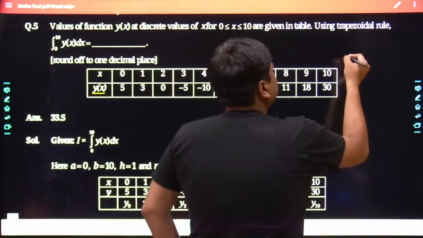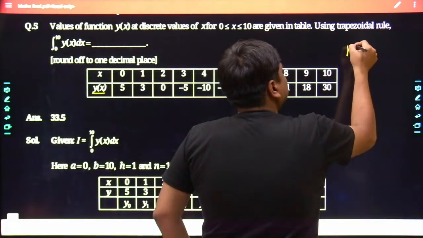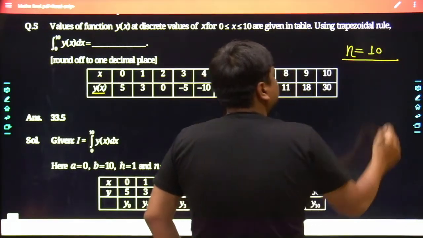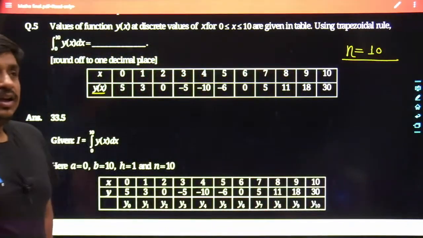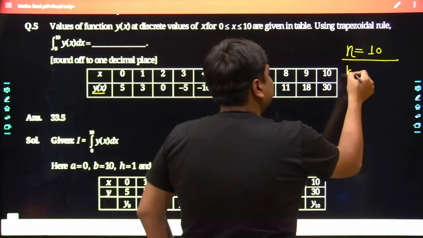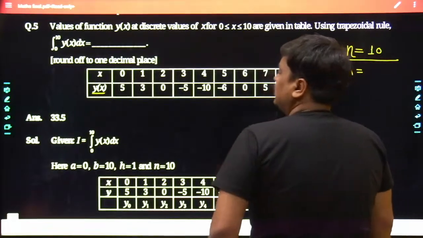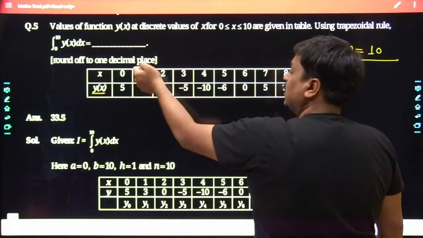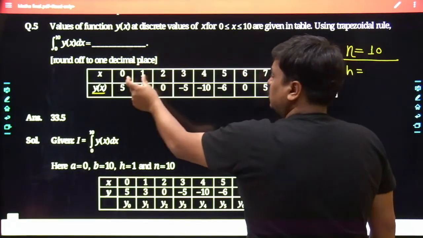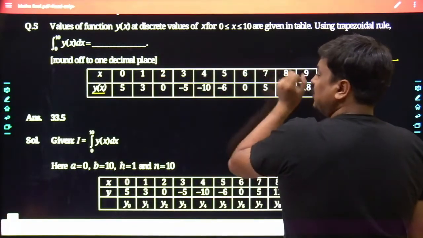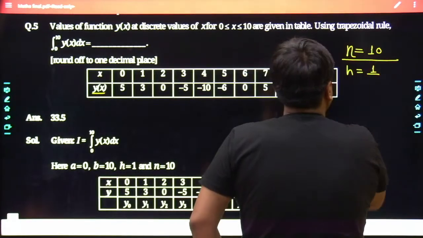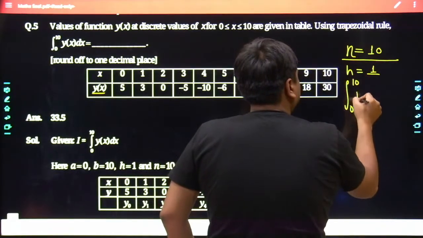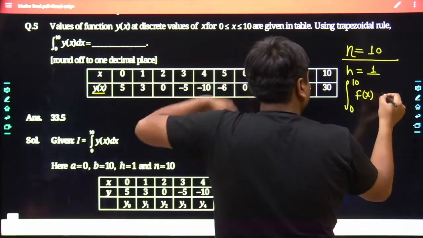So if you focus on this problem, the number of steps we have chosen for this particular table is 10. If you talk about the step size, it has to be uniform in nature. What about the step size chosen in this problem? My dear friends, the first value of x was 0, and then it went to 1. From 1 it jumped straight to 2. So the step size has been uniform and it is 1 here.